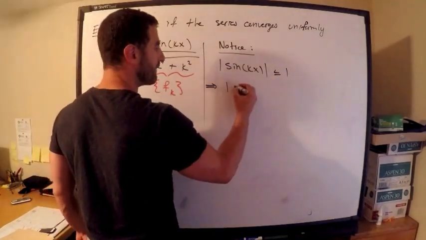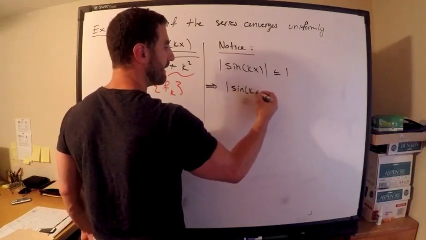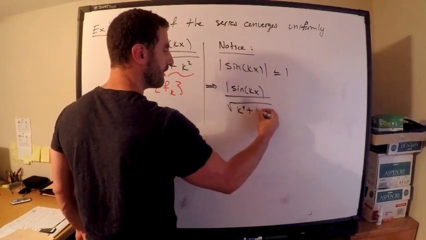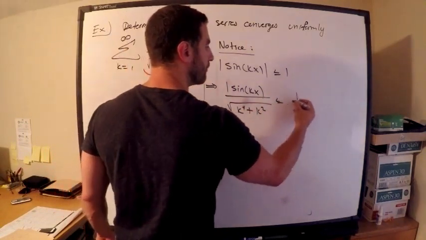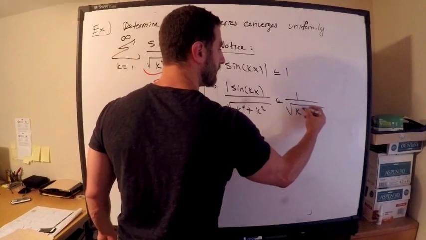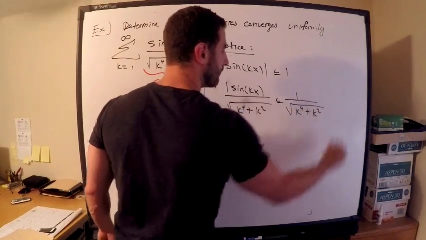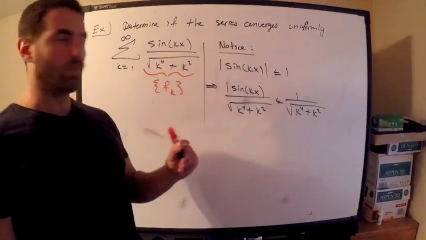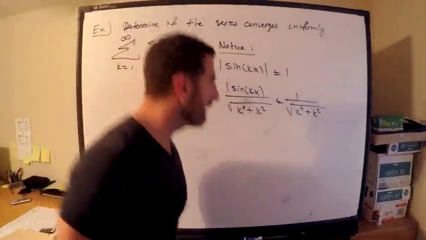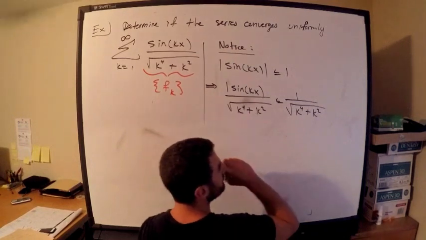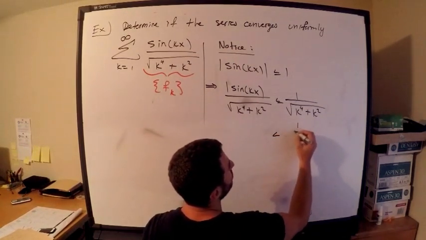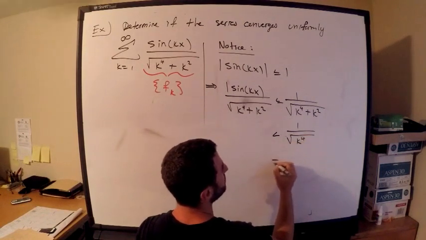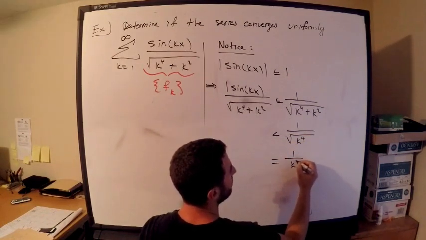So the absolute value of sine kx divided by the square root of k to the fourth plus k squared is less than or equal to 1 over the square root of k to the fourth plus k squared. This looks good. But what can we say about this? It is less than or equal to 1 over the square root of k to the fourth, which equals 1 over k squared.